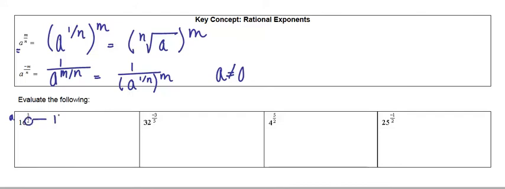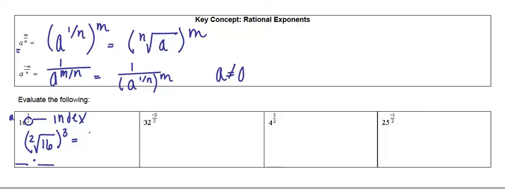Okay, for letter A, I can see that I have a 2 in the denominator. If it's in the denominator, I know that it can go into my index. So I'm going to make myself a note. I'm going to write this as the second root of 16 raised to the power of 3.